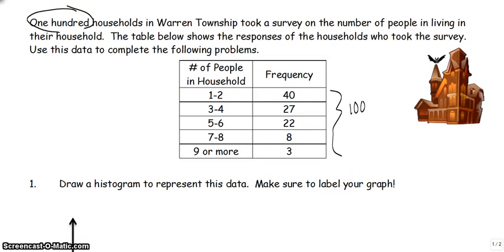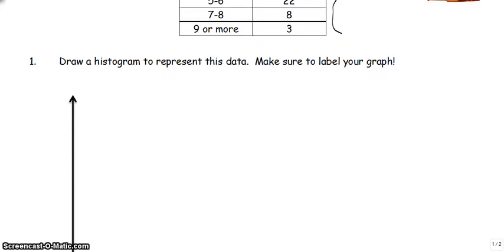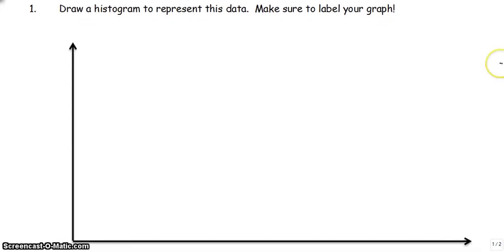Now, this first problem says, draw a histogram to represent the data. Make sure you label your graph. Let's start labeling our graphs by writing a title. The title of this graph, let's make as Warren Households. Looks good. This is exciting. I love histograms.